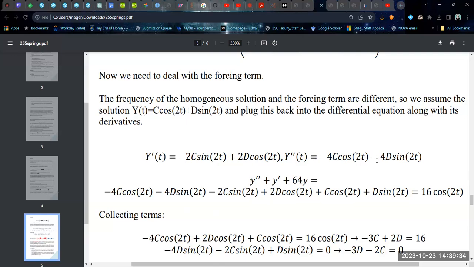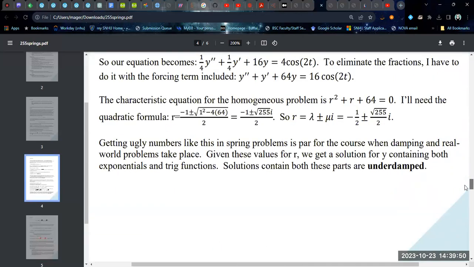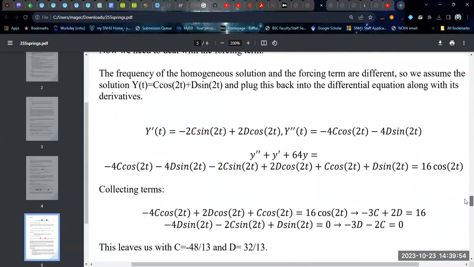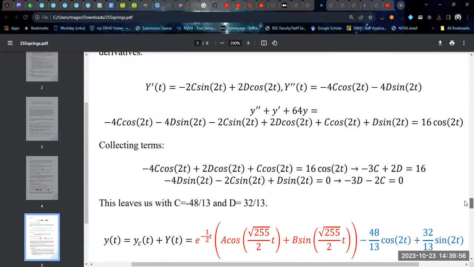Y double prime, we replace this. Y prime, we replace this. And then the original guess goes in here as 64y. And it looks like I dropped the coefficient. So the answer here is now wrong.